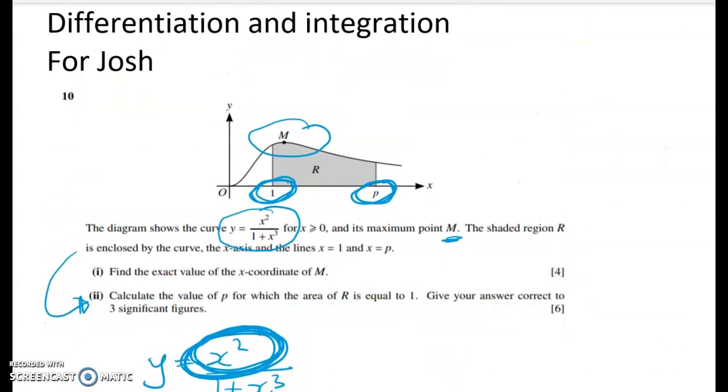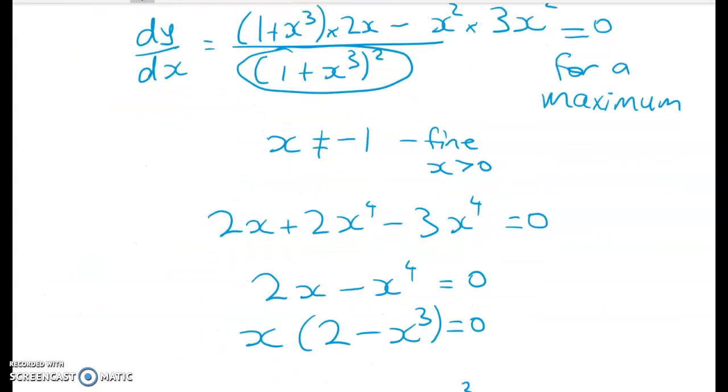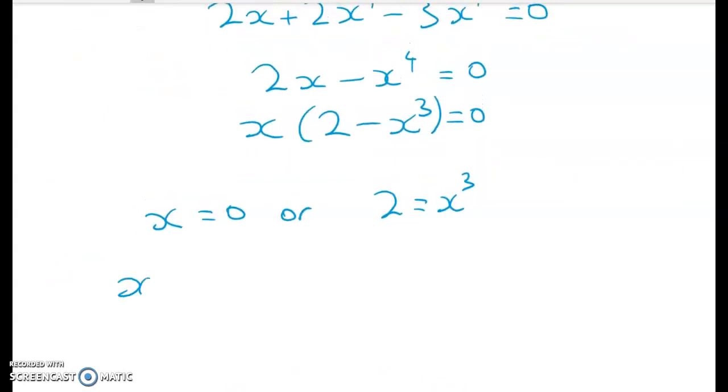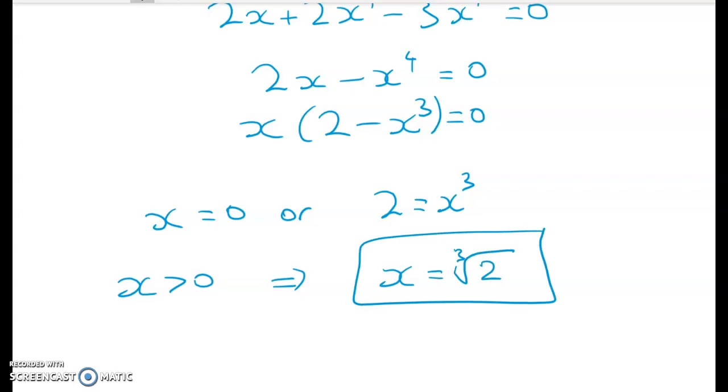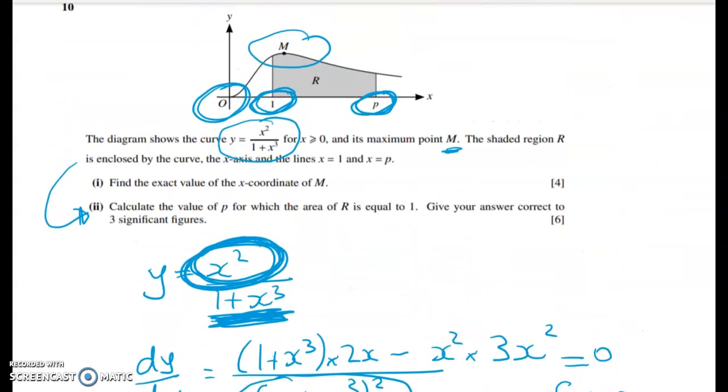Now let's just go back and have a look. We know that we've got a minimum at the origin. You can see it here. And you can see that we need x to be positive. So x is greater than 0, therefore x is equal to the cube root of 2. We were asked for the exact value, and we were just asked for the x coordinate. So that's all we had to do.